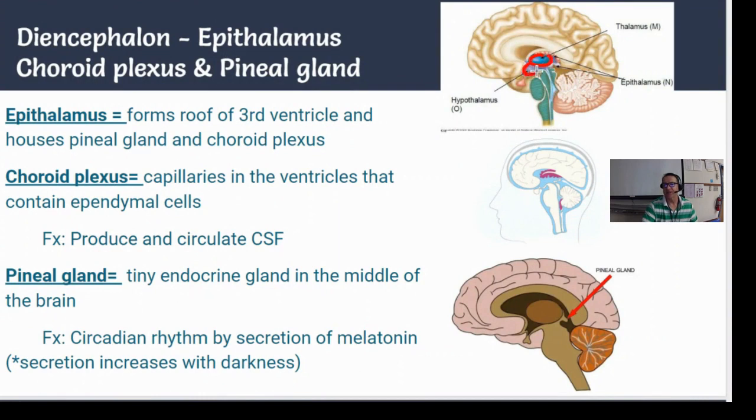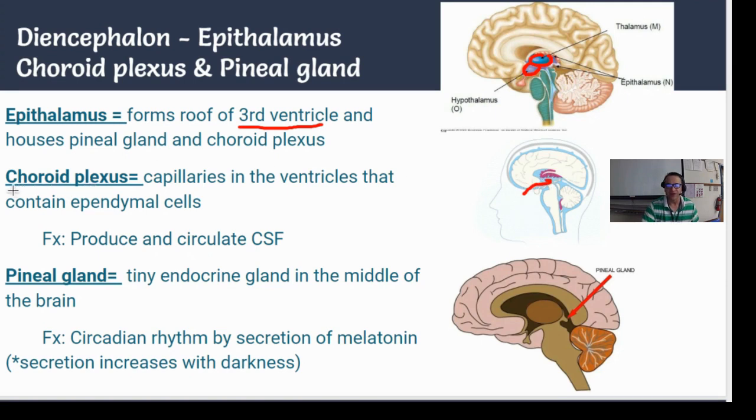We had the hypothalamus, which had 6 different functions, including controlling the pituitary gland. Now we have the epithalamus. It forms the roof of what's called the third ventricle. You're not going to need to know the difference between the various ventricles. Just know the ventricles are spaces within the brain that hold cerebrospinal fluid. So the third ventricle is right here.